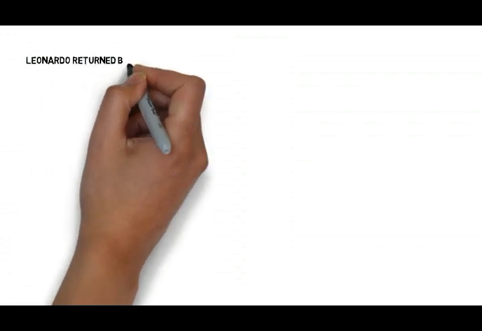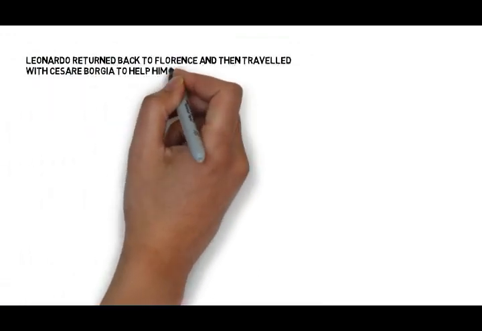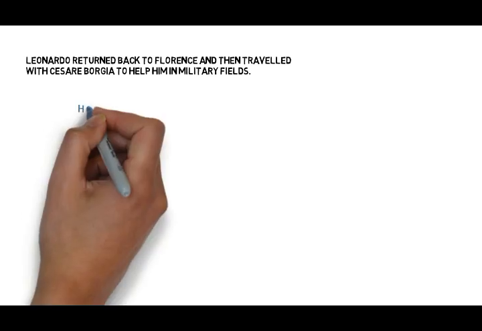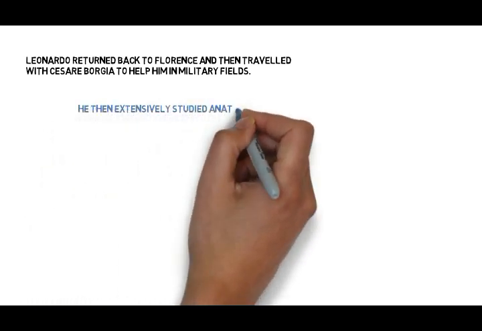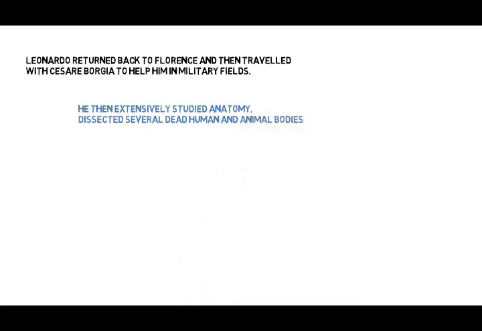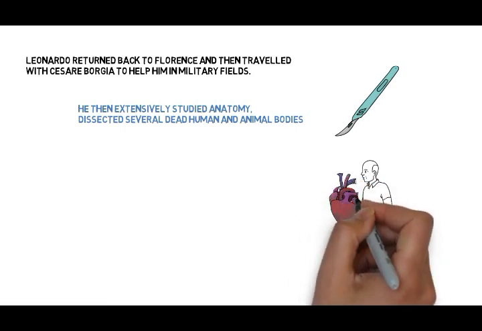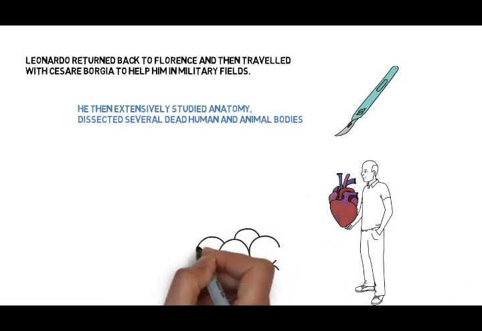Leonardo returned to Florence and did some wonderful paintings there, and then traveled with a ruthless warrior and ruler named Cesare Borgia to help him in military weapon designing and making mechanical devices. Leonardo again left Florence for Milan in 1508, and during that period, he threw himself into studying anatomy by dissecting several dead human and animal bodies. He actually helped teach medical students by describing how the muscles, bones, heart, and veins work.